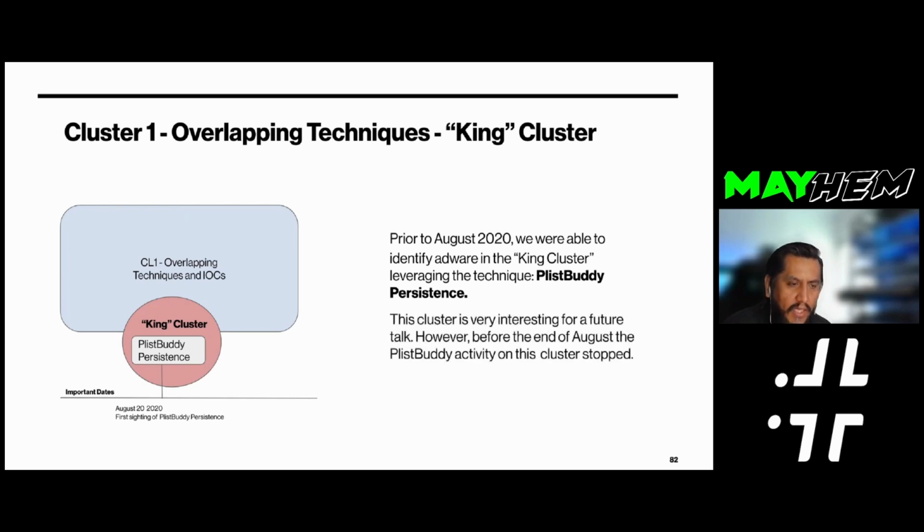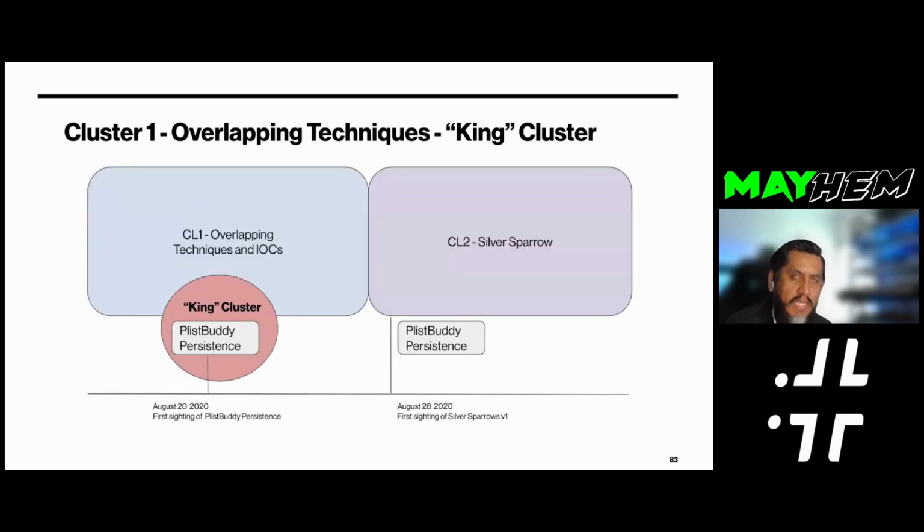Now, again, there might be folks looking into this cluster, so I will not go into details, but it's relevant because it has this overlapping technique. And so we saw that this technique was later used by Silver Sparrow as it began its activities. What is actually very interesting is that the King cluster that started on the 20th basically slowed down, and by the 28th, when we first saw the first sample of Pilis body, the King cluster had gone away.